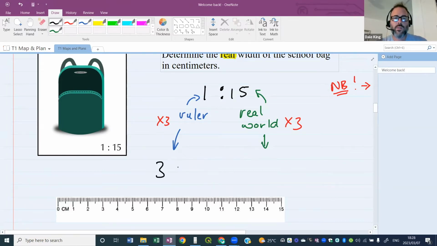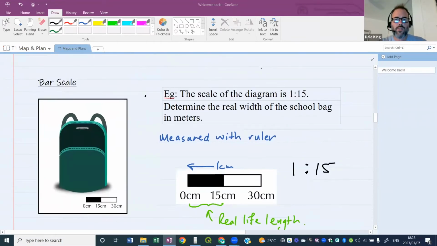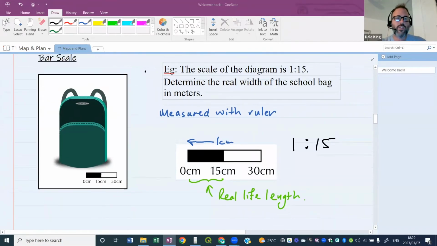All right, so here's the sum again. 3 times 15 equals 45. Okay. All right. So now I'm going to go down to the bar scale. It's a very similar relationship, but it's in a diagram form. Not numbers. It's in a diagram form.